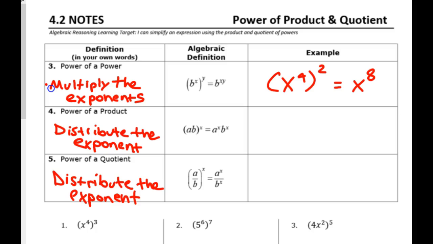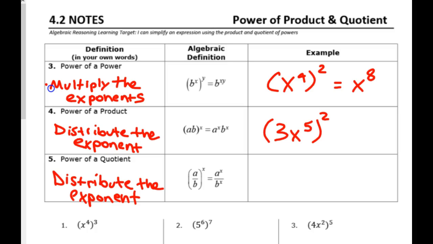So if you have more than one thing inside the parentheses, you distribute the power. Same thing with dividing. You distribute the exponent. Okay? And I will show you an example. So write this down. Write down that example off to the right.